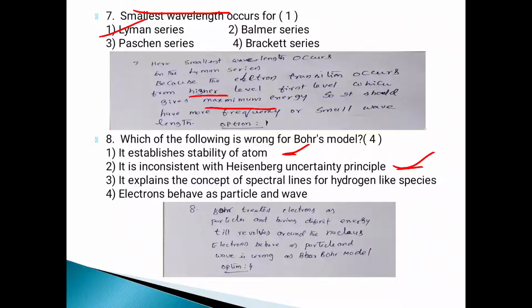It explains the concept of spectral lines of hydrogen-like species. Yes, it explains. That is also correct. Electrons behave as a particle and wave? He has never said that. He said that electrons behave as particles and revolve around the nucleus as particles, in the pattern of the solar system. So the fourth is wrong pertaining to Bohr's model.